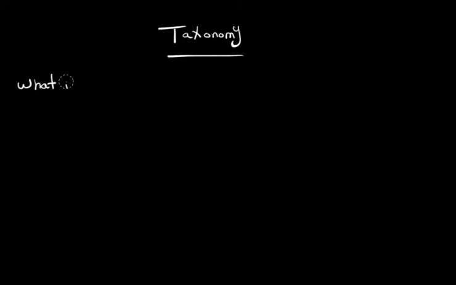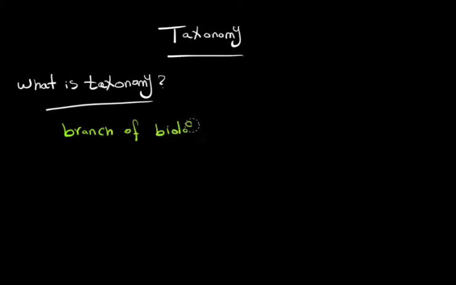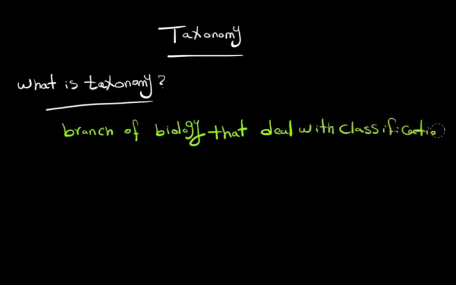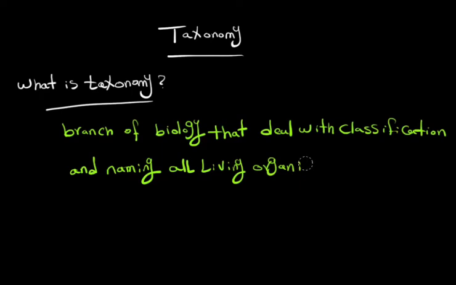So what's taxonomy? It's a science that deals with the classification and naming of living organisms. It classifies, groups, and arranges living organisms according to their shared characteristics. Again, it's a branch of biology that deals with classification and naming of all living organisms based on their shared characteristics.